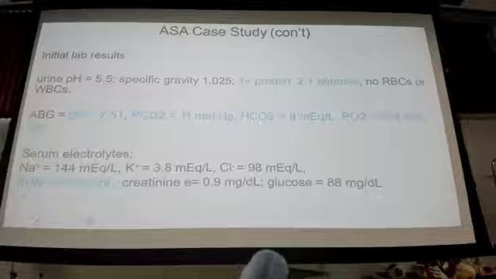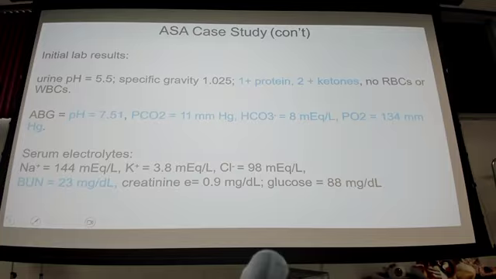But the arterial blood gas is showing a pH of 7.51, which is what? Alkalosis. What about a CO2 of 11?